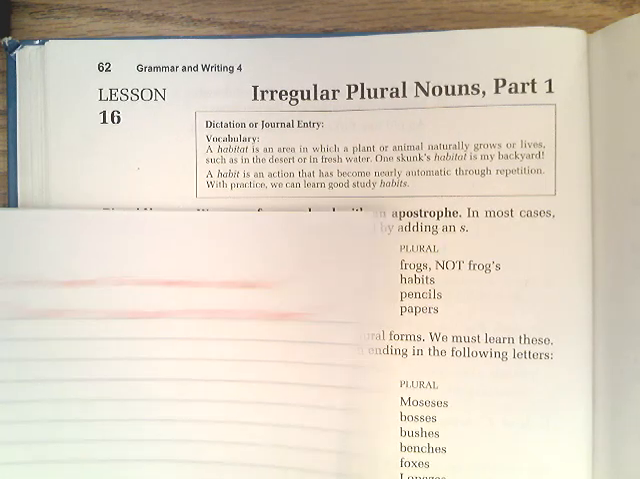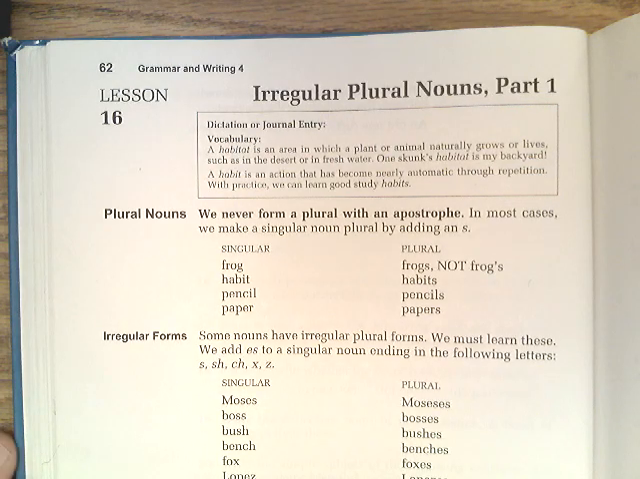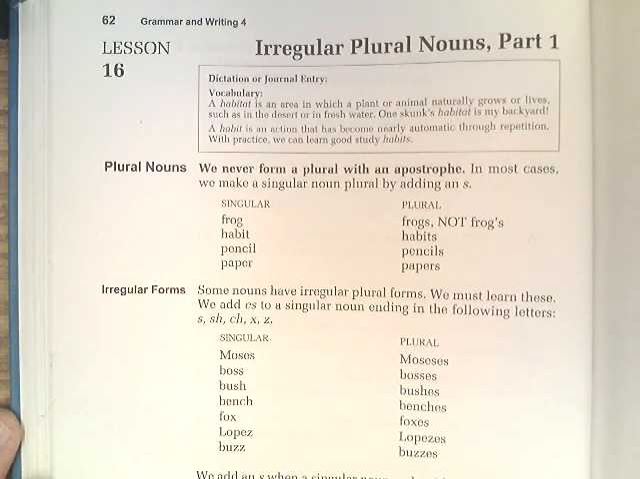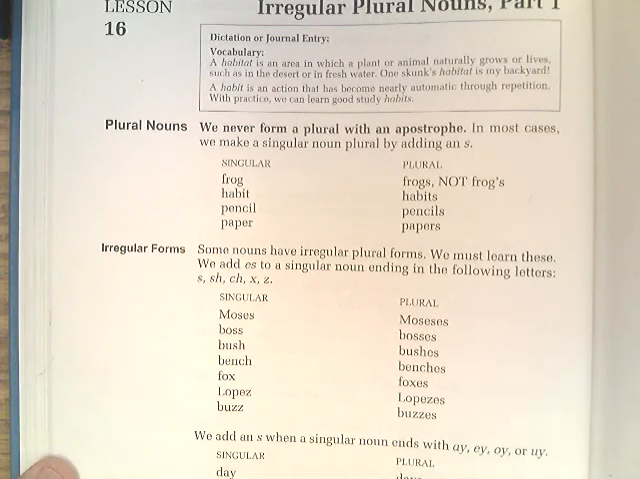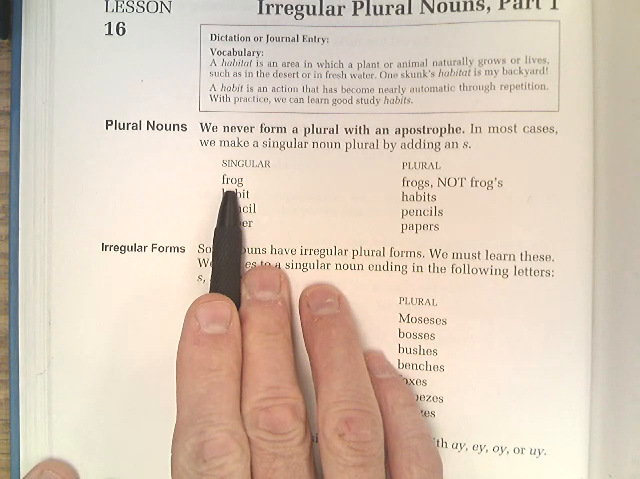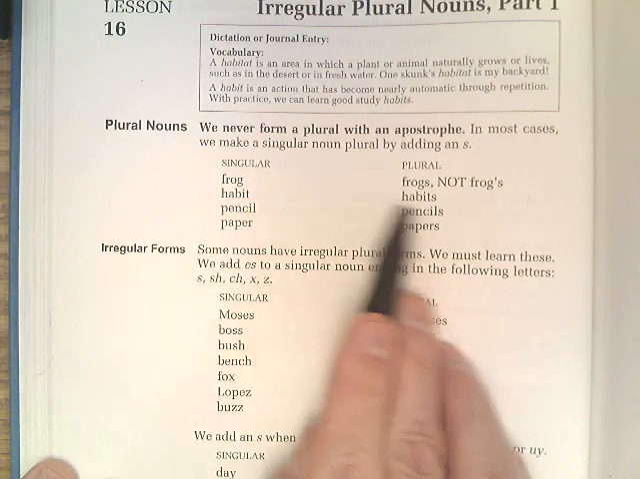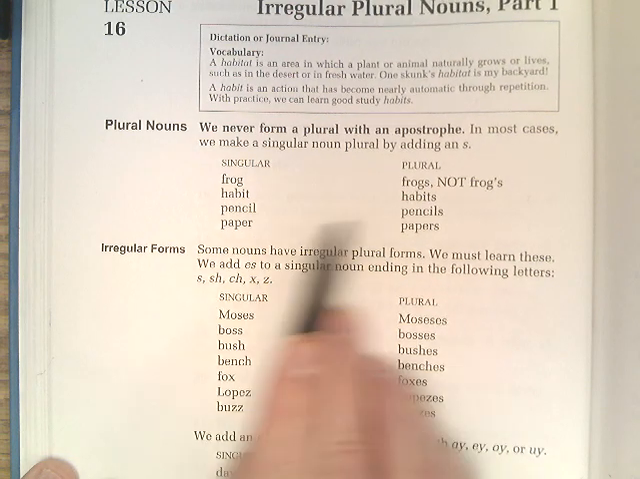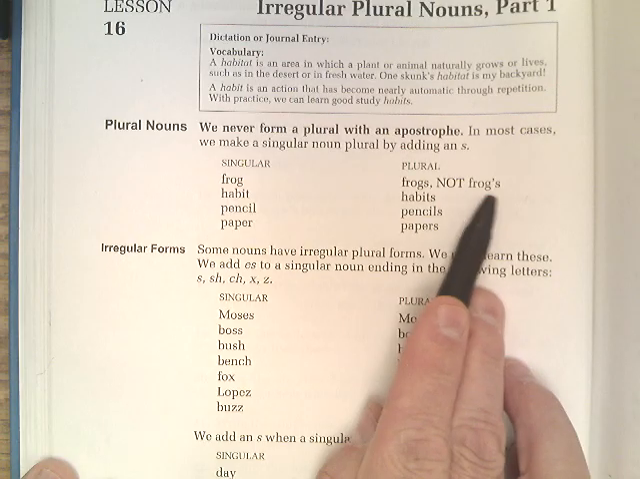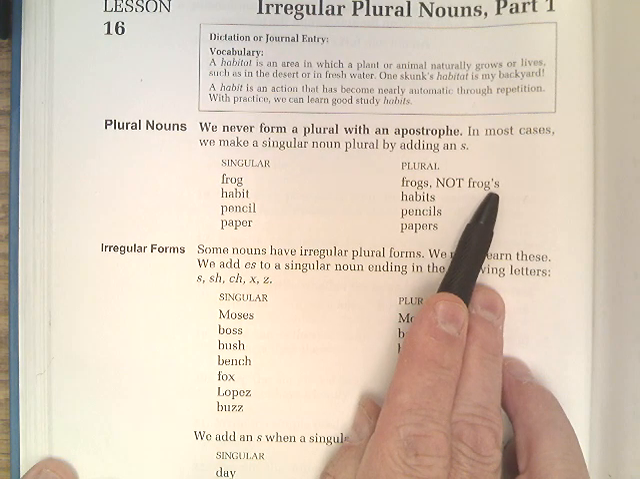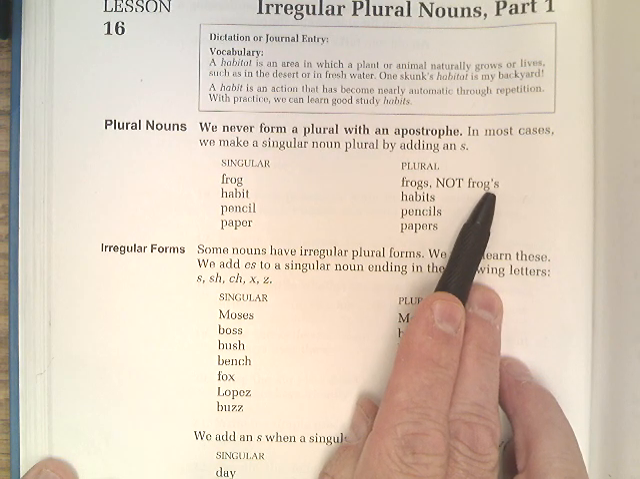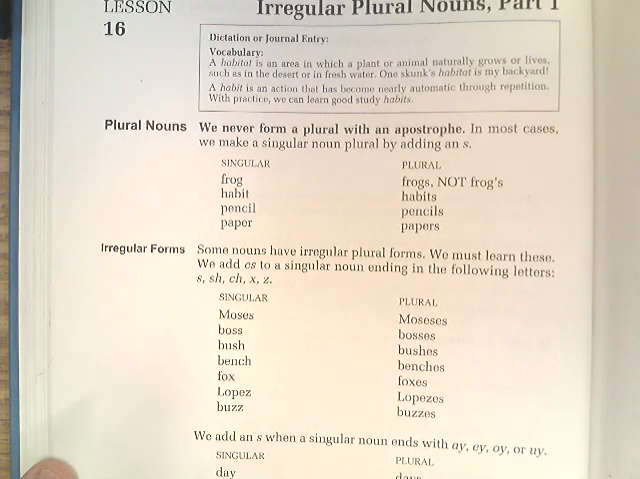But I'm going to get started on irregular plural nouns. And you're going to say, what in the world are you talking about, Mr. B? Well, we've talked about plurals already. Frog to frogs, habit to habits, pencil to pencils, paper to papers. Now they put not frog's because that's an apostrophe S, meaning it would be showing ownership, or a possessive noun. Some nouns have irregular plural forms.